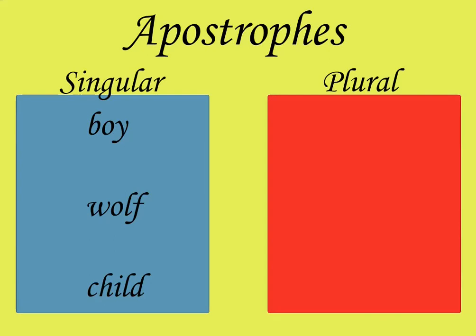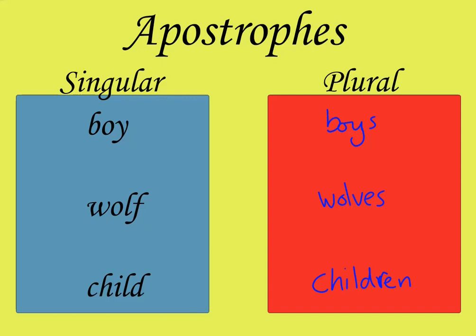If we've got one boy, we have then two boys. One wolf, two wolves. One child, two children. Now of course I've used the example of two children, but you could say many children, 100 children, 100 wolves, 1,000 boys. Irrelevant, they're all plural. There's just more than one of that thing.